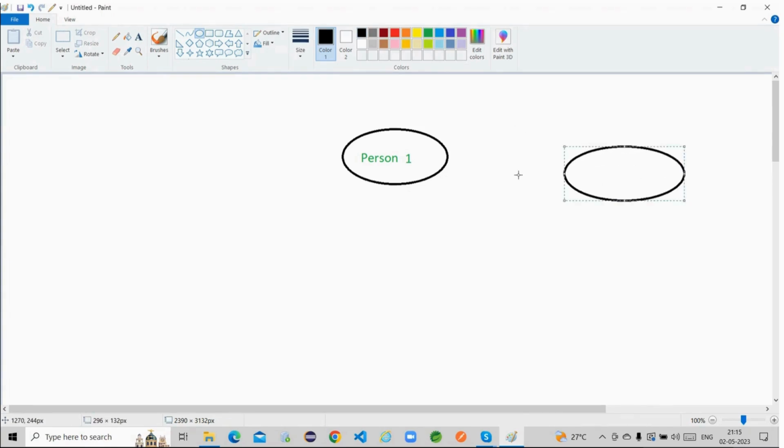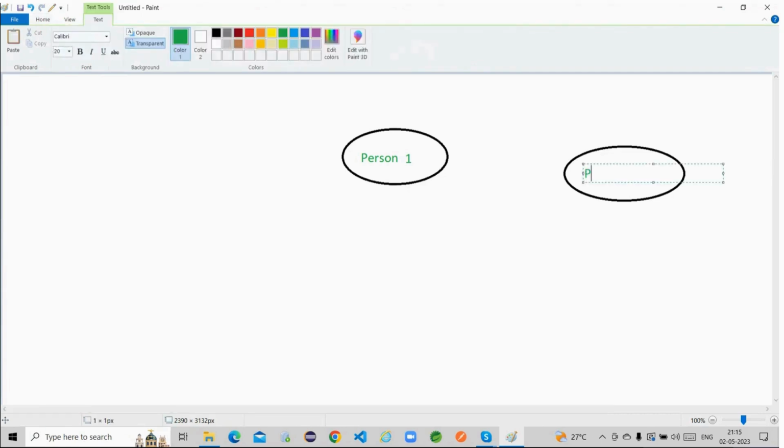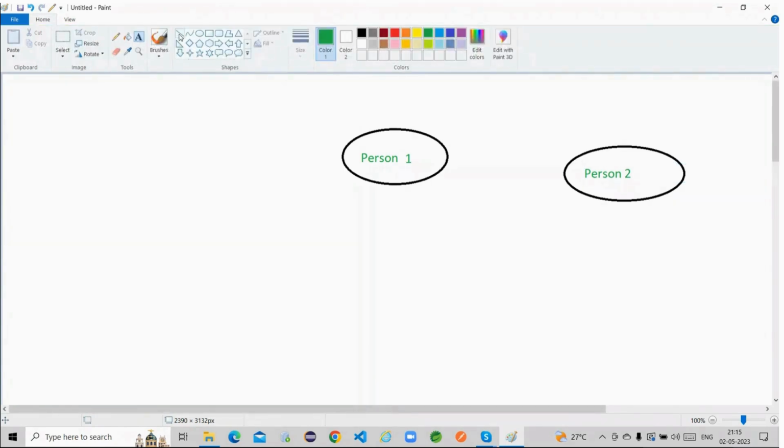Now this first person wants to communicate with this other person. Then how is it possible? This person wants to communicate with another person. Is it possible or not possible, guys? This person can happily communicate with this other person. Is it possible or not possible, guys? Possible. Then when is it possible? When this first person wants to communicate with this other person, when is it possible?